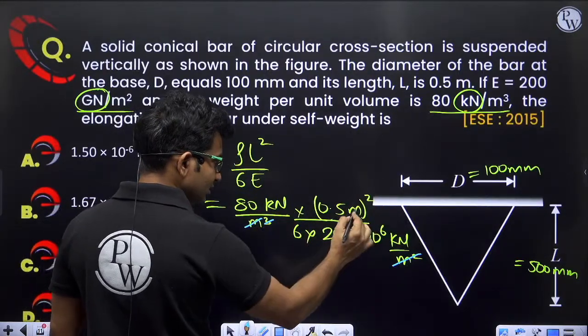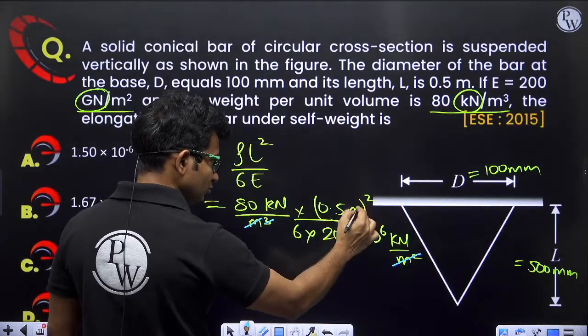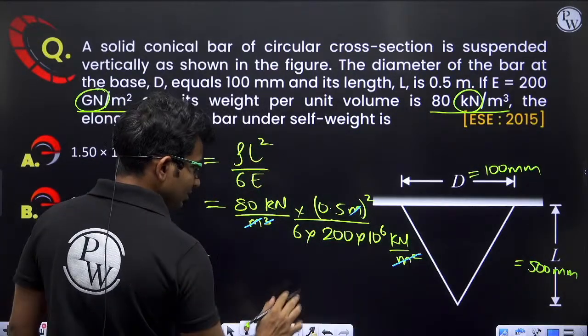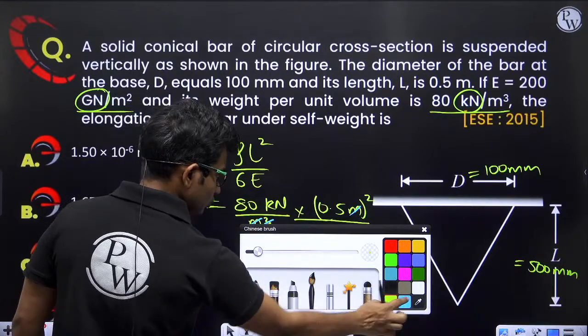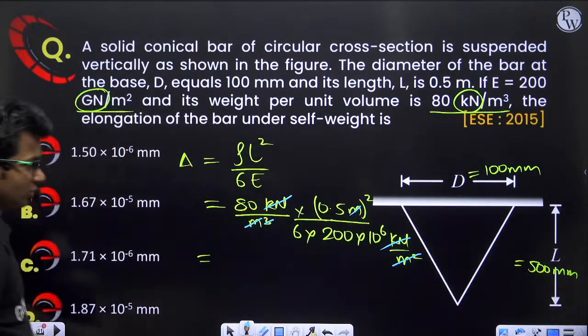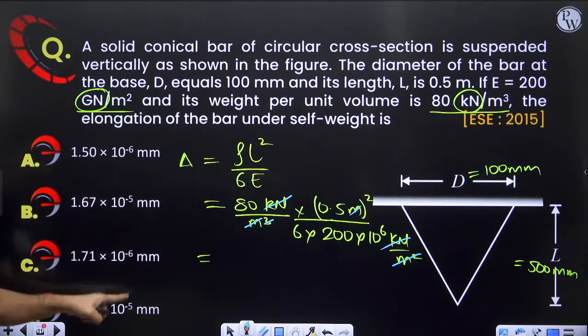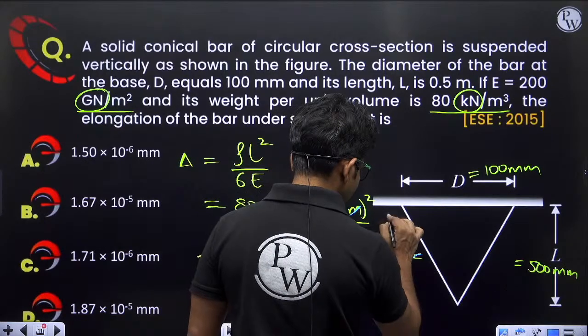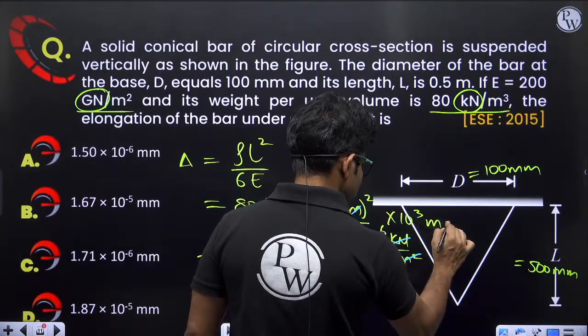So 1 meter and 1 meter will be cancelled out. Only 1 meter will be remaining, so it will come in meter only. Also kilonewton and kilonewton will cancel out, so the answer will come in meter. When the answer is in meter and the option is in mm, we have to multiply by 10 to the power 3. So let us multiply 10 to the power 3, so now this will become in mm.